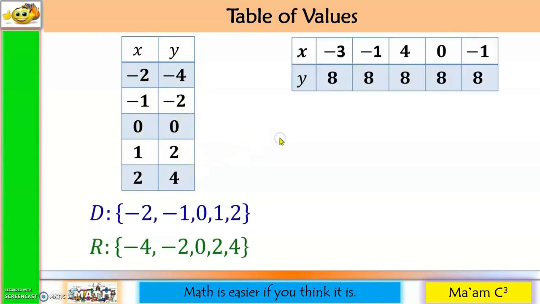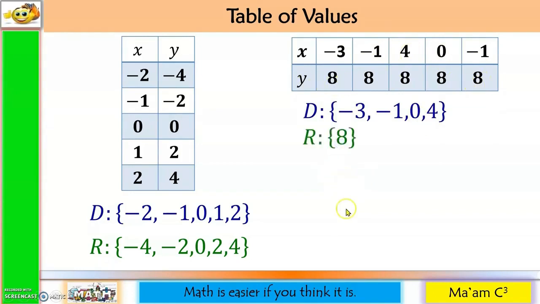Let's have another one. For the domain, we have -3, -1, 4, 0, -1. Remember to list -1 just once and arrange it in ascending order. So we have -3, -1, 0, and 4. For the range, we have a single value. So range is 8.